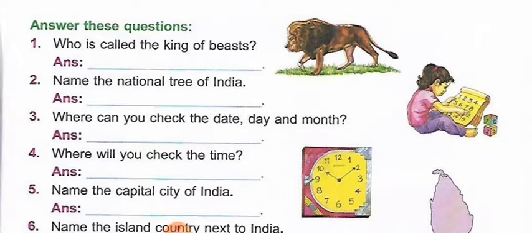Where can you check the date, day and month? Calendar. Where will you check the time? Clock. Name the capital city of India. New Delhi.